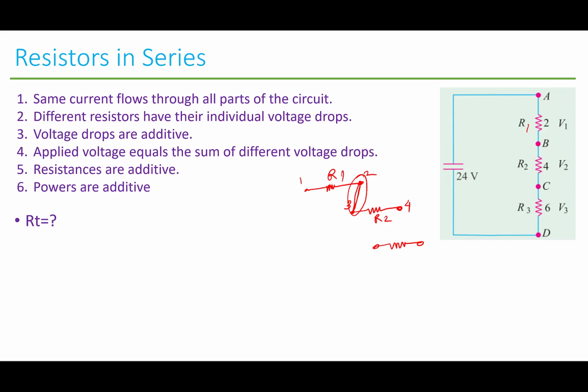And these two resistors, R2 and R3, if they are connected in series, they should have one common node right here. So in this way, R1 and R2 have only one common node right here, R2 and R3 have another common node right here, and all R1, R2 and R3 are connected in series.